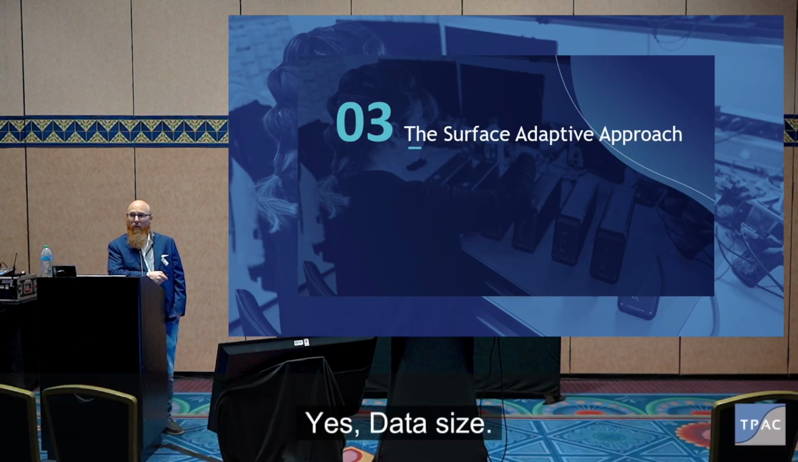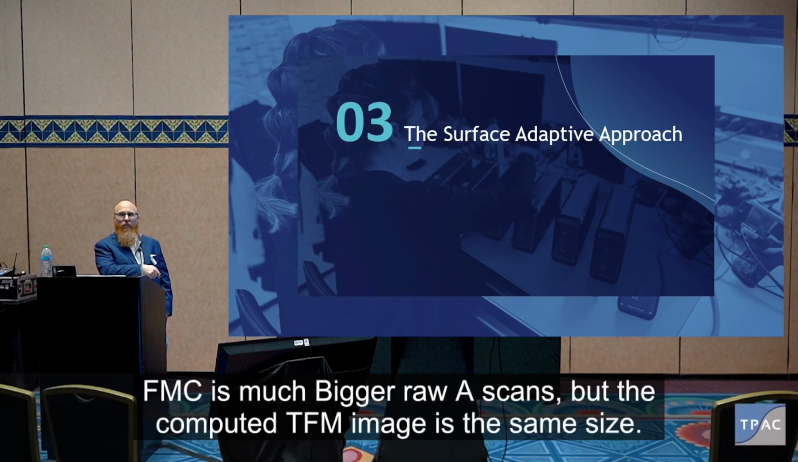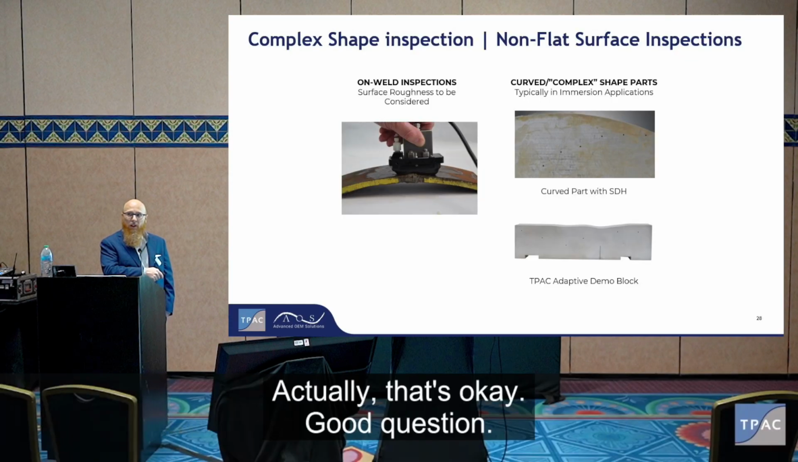Yes? Data size. FMC is much bigger raw A scans, but the computed TFM image is the same size. And I'll have some stats on that, actually. That's okay, good question.